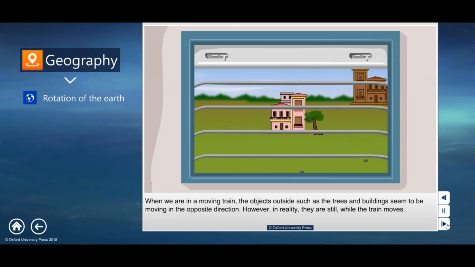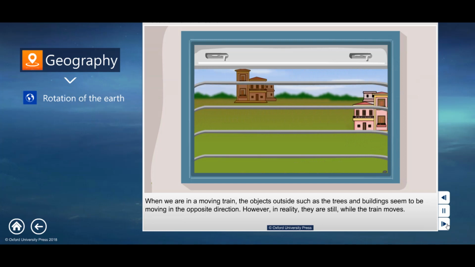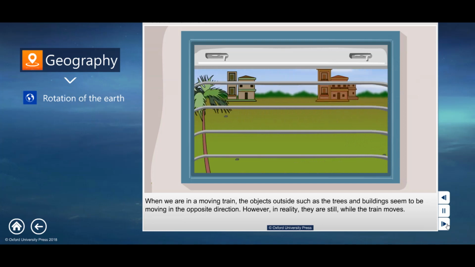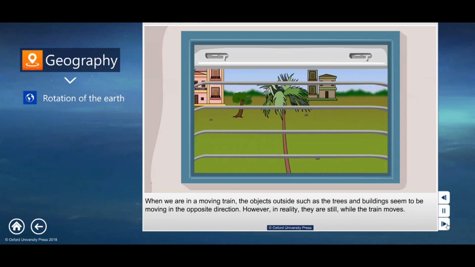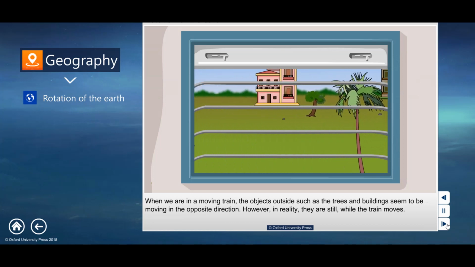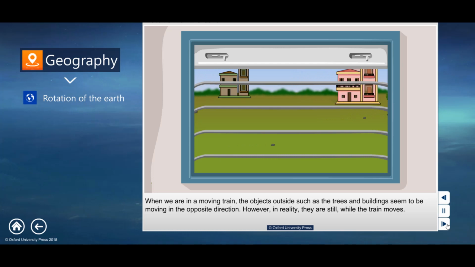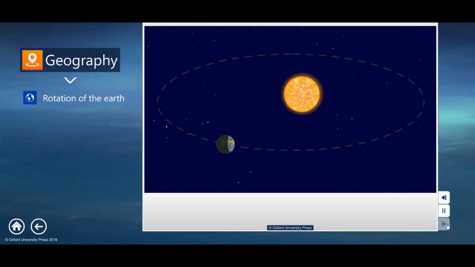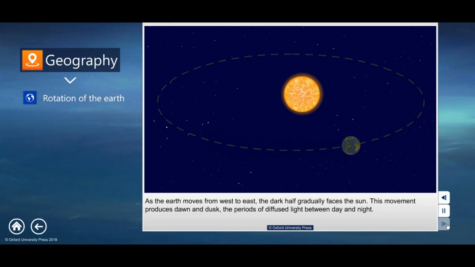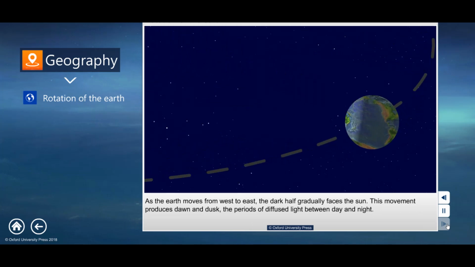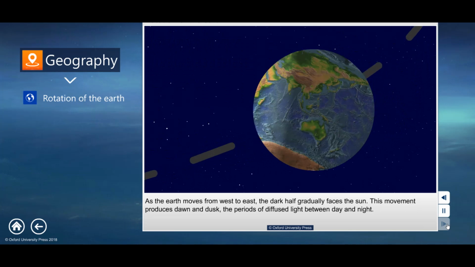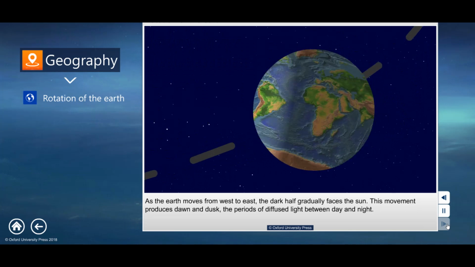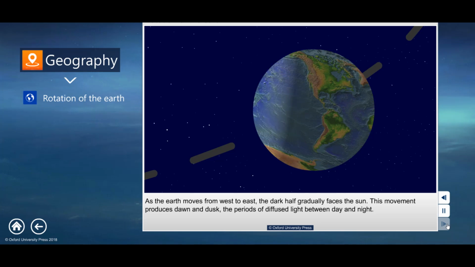When we are in a moving train, the objects outside, such as the trees and buildings, seem to be moving in the opposite direction. However, in reality, they are still while the train moves. Similarly, the sun's position is fixed. It is the earth that rotates from west to east. But to us, the sun appears to rise in the east and set in the west.